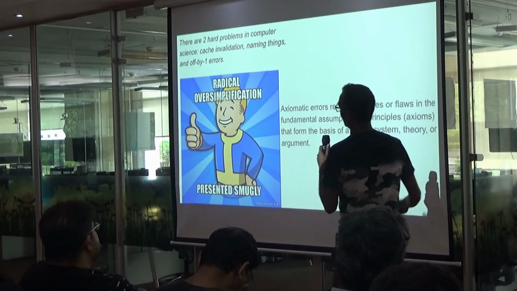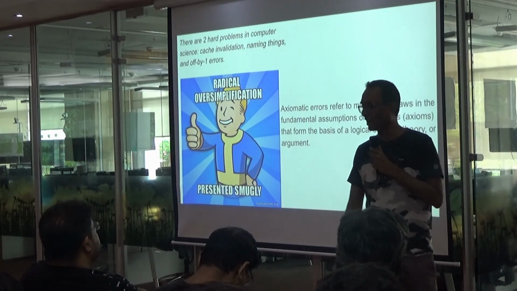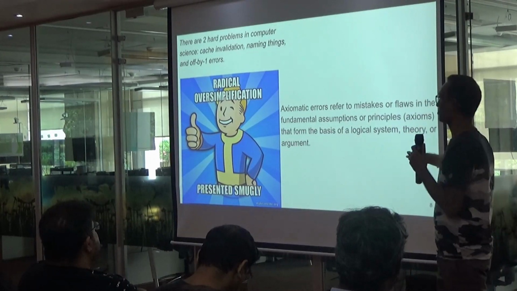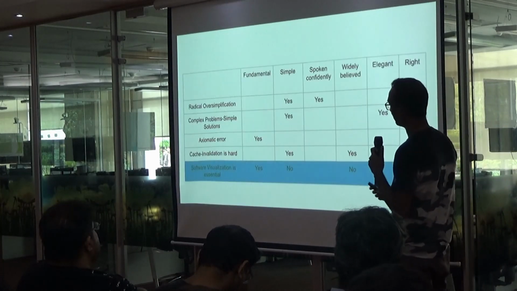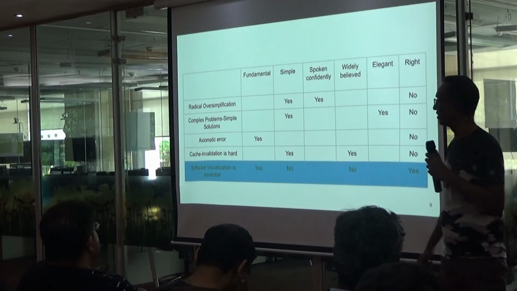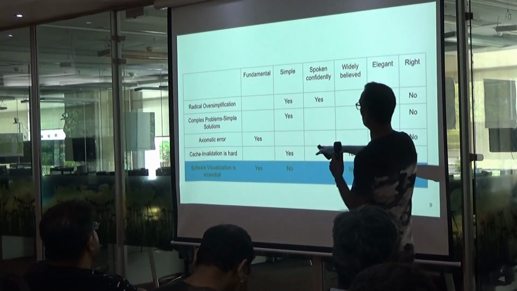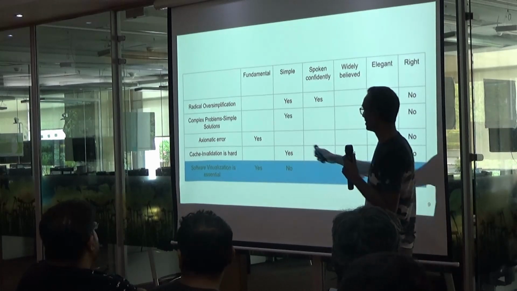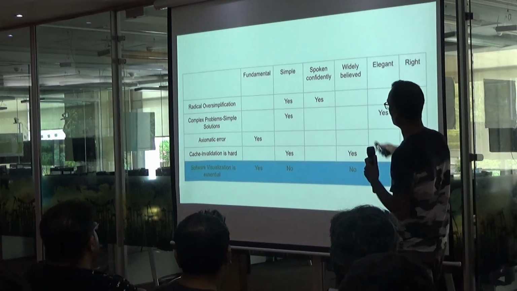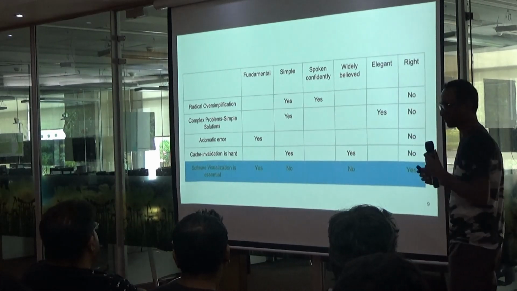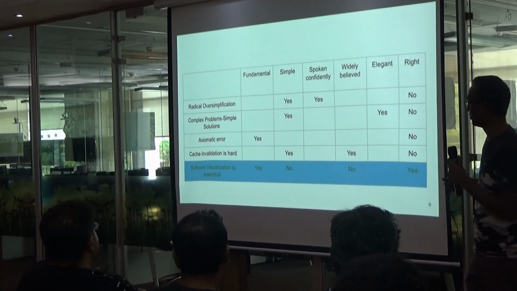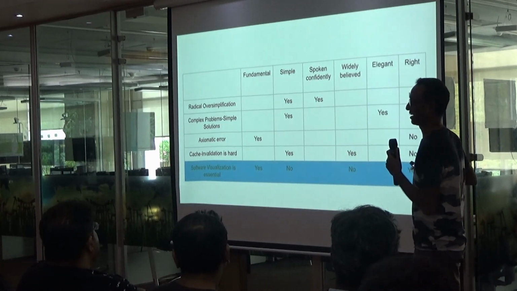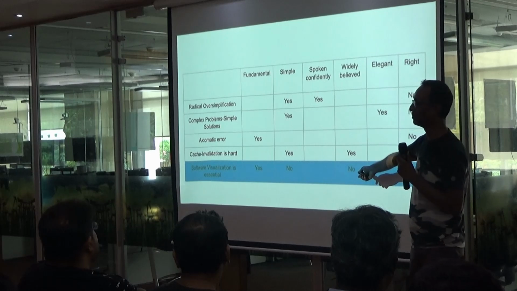Other similar statements are radical oversimplifications, and another manifestation is fundamental errors, errors which are the basis for other abstraction assumptions made upon. In the world of propositions, we have all of these variants, some which are simple, spoken confidently but are wrong, some which are wrong but simple, elegant, some which are fundamental and wrong, some which are widely believed, simple and wrong. In this talk, I'm going to propose a hypothesis which I believe is fundamental, simple, correct, but it is not widely believed.